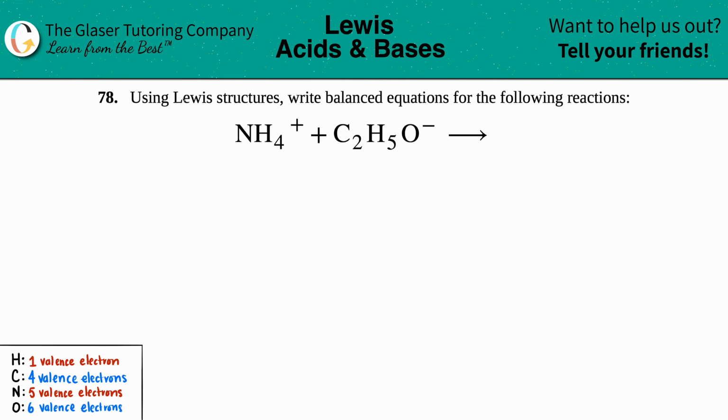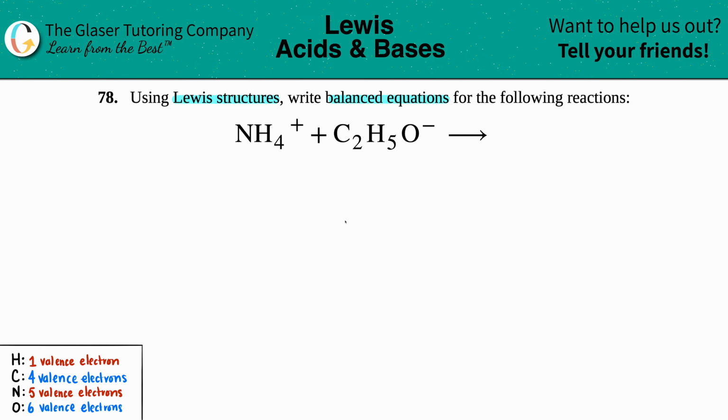Number 78. Using Lewis structures, write balanced equations for each of the following reactions, and then we have this reaction right here. So we have to see what happens when NH4 plus comes together with C2H5O minus. What are the products? Well, we have to write Lewis structures. So that shouldn't be a new thing here.